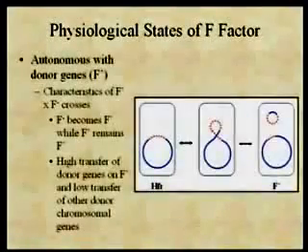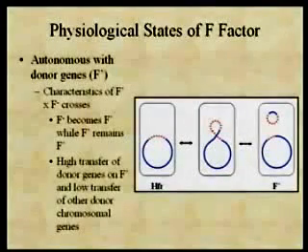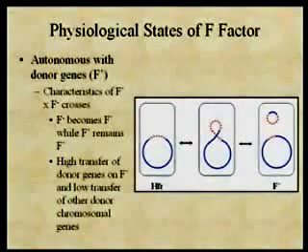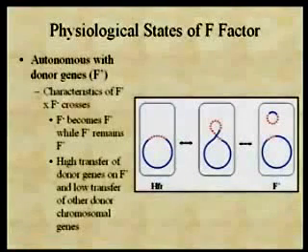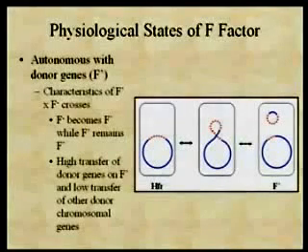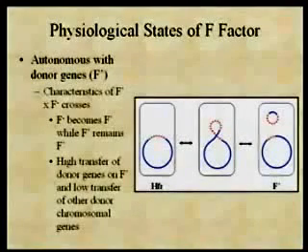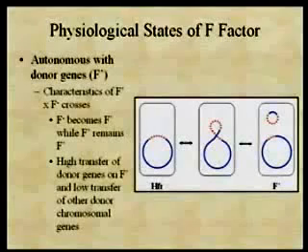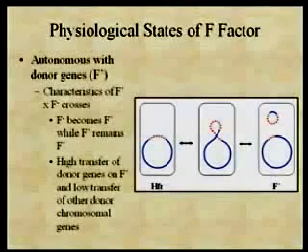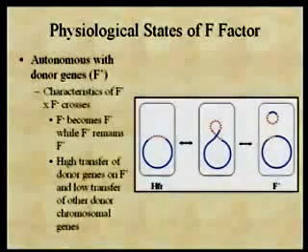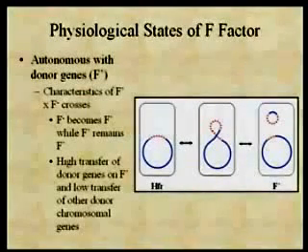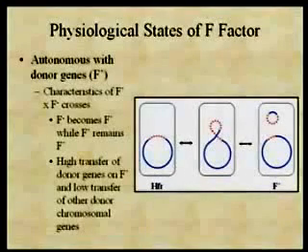The third way that the F factor can exist is again in an autonomous state, but now carrying some extra donor genes. Donor cells harboring an F factor, in this state I refer to as F prime cells. And sometimes you see after the prime, there'll be some other designations. And those other designations essentially tell you what genes it's carrying. So for example, if it said F prime lac, that would be an F prime factor that is carrying the lactose genes. So what follows the prime is usually some designation telling you what donor genes are being carried.